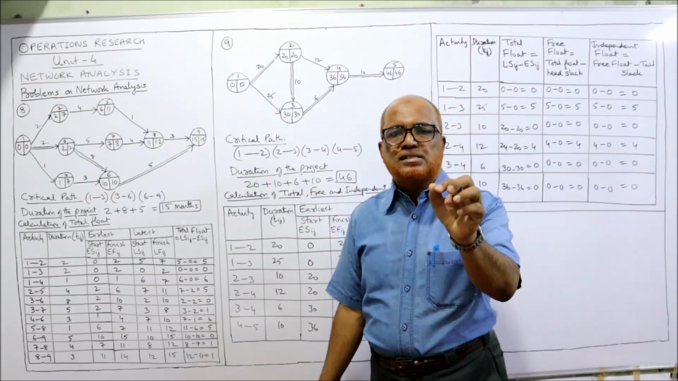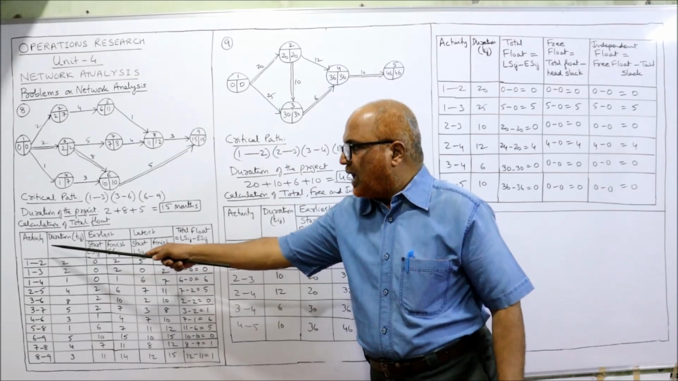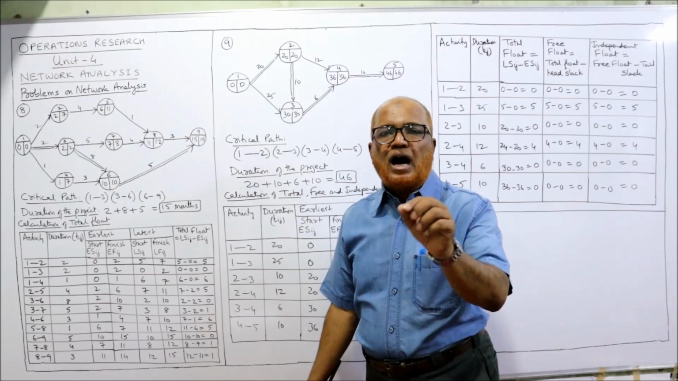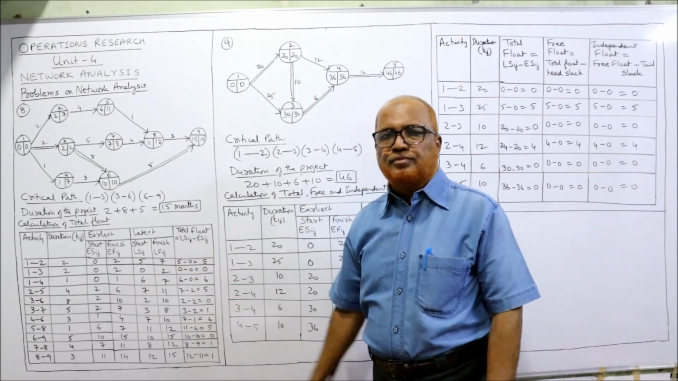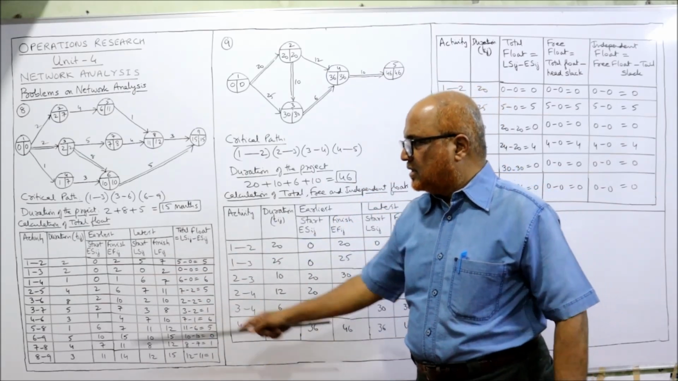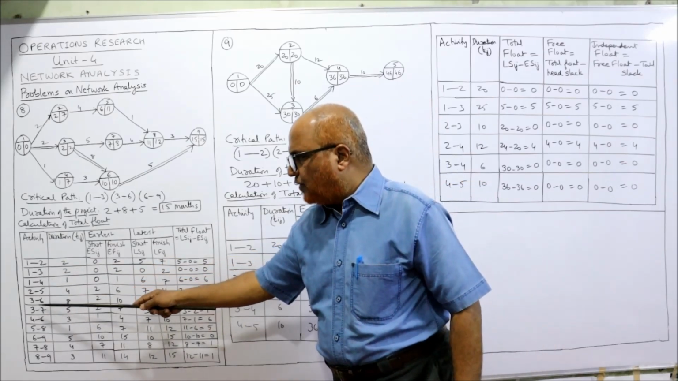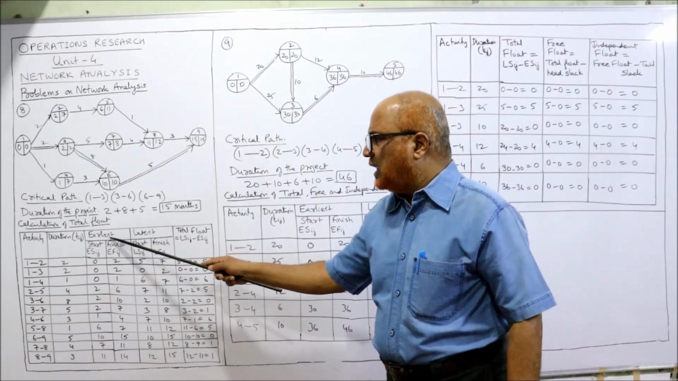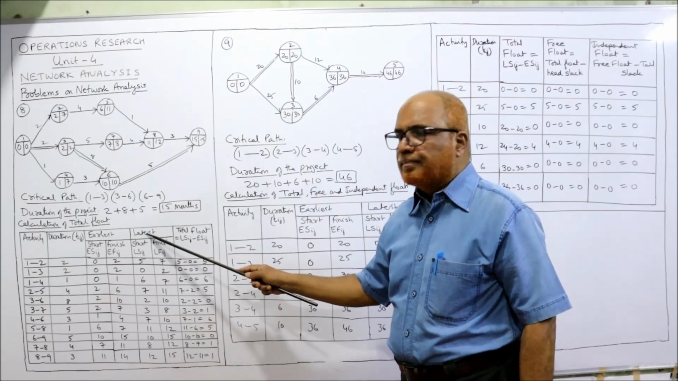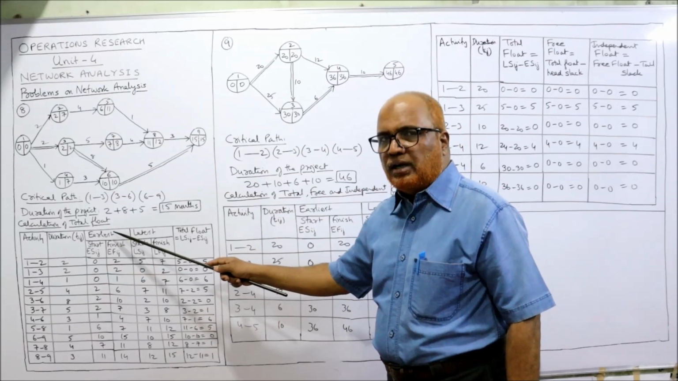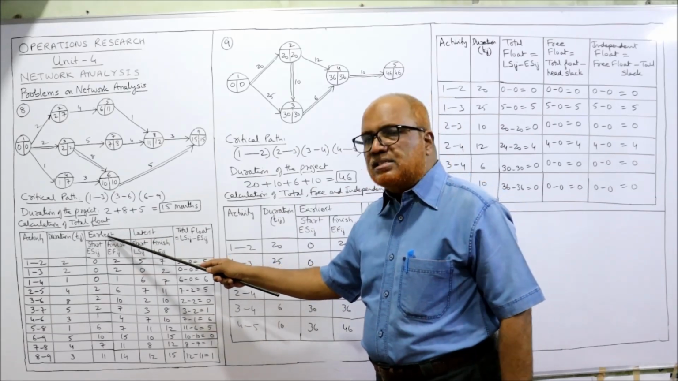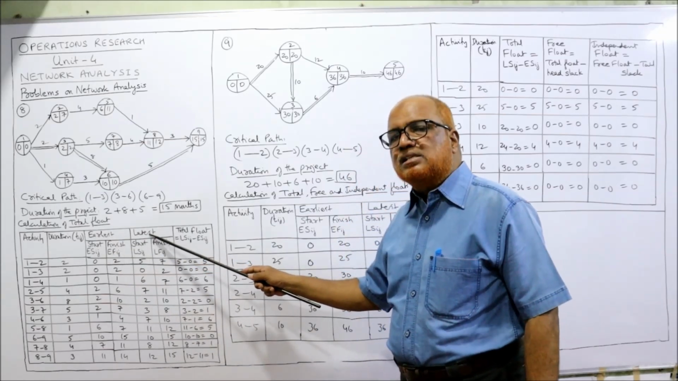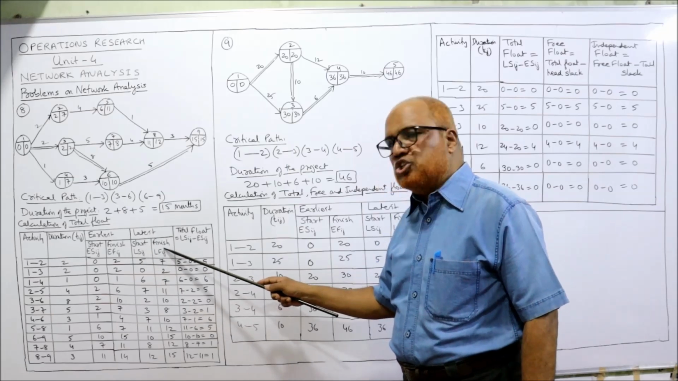First two columns are the same, whatever is given in the problem: activity and duration. Duration is denoted as TIJ, a symbol for duration for our convenience. So 1 to 2, 1 to 3, 1 to 4, 2 to 5, 3 to 6, all the activities are given the same, I have copied. Now two broad columns, earliest and latest. Earliest is again subdivided into start and finish. Latest is again subdivided into start and finish.